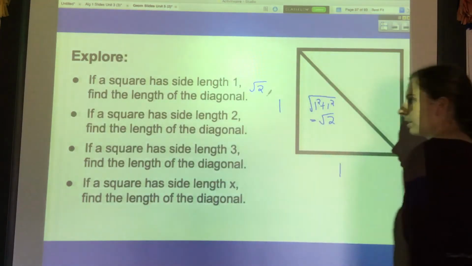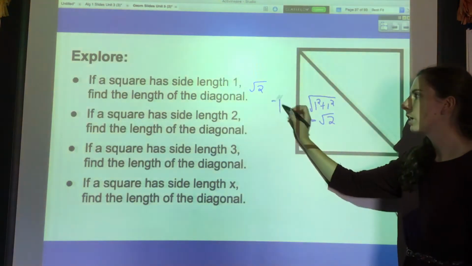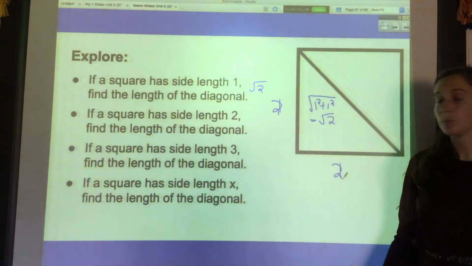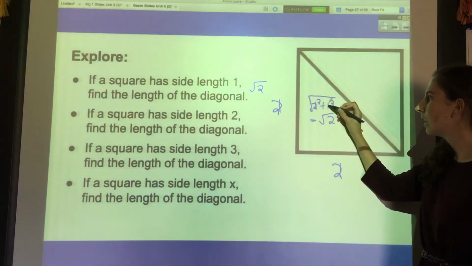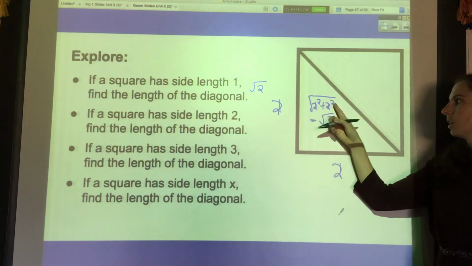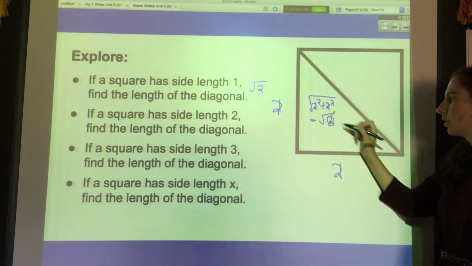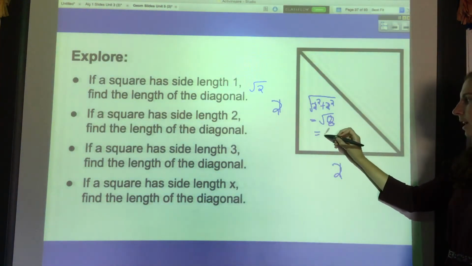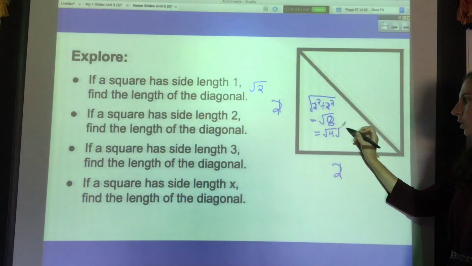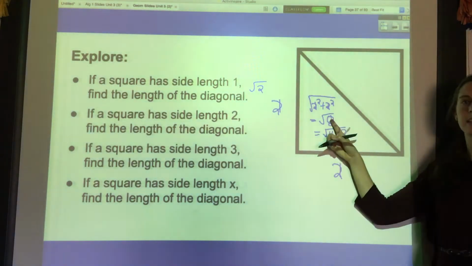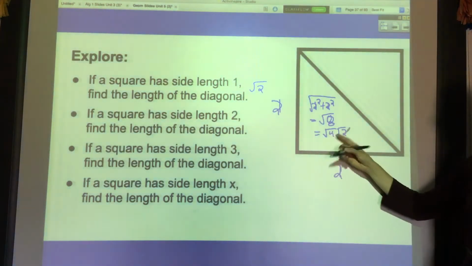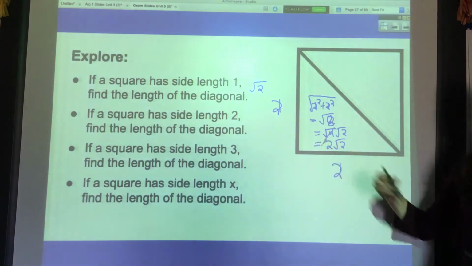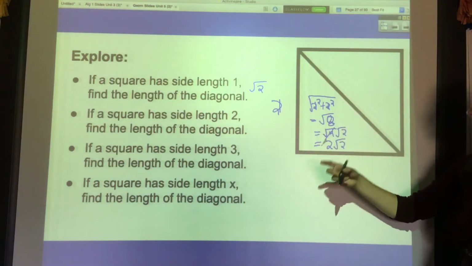All right, let's try another one. If the square has side length 2, so like 2 and 2, what's the length of the diagonal? Again, just do the Pythagorean theorem, but it would be 2 squared plus 2 squared. 4 plus 4 is 8, so square root of 8. And I can actually simplify square root of 8. It breaks into square root of 4 and square root of 2. I'm just breaking up 8 into 4 and 2. And the square root of 4 is 2. So 2 root 2 is the length of this diagonal.